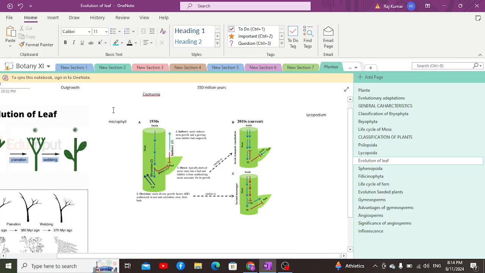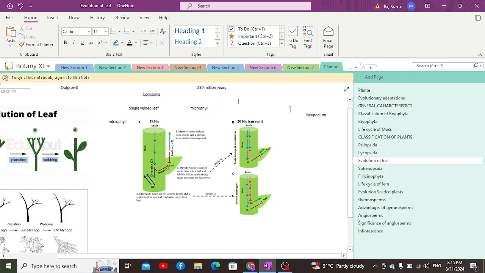So the first leaves which evolved were single vein leaves rather than the polyveined leaf of today's era. These were single veined leaves which had only a single vein, no multiple veins, due to which they were known as microphylls. Micro, meaning small or single, and phyll for the word leaf. So this outgrowth hypothesis is for the microphylls.